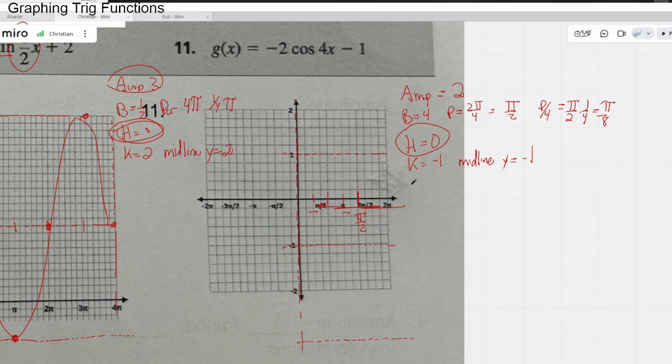All right, so step 1, midline. Step 2, upper, lower. Step 3, the starting line. Step 4, add a period to get the endpoint. And then your quarter period tick marks, and draw dots. So it's cosine, so it starts high, but since it's flipped, it starts low, middle.